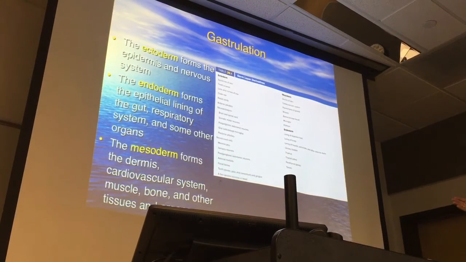You can read more detail. And the mesoderm forms lots of other structures. Dermis, cardiovascular system, all the cardiovascular system, muscles, bone, lots of other tissue and organs. Okay? So gastrulation is very important because if you don't form the proper layers, you can't form a lot of these structures and tissues.